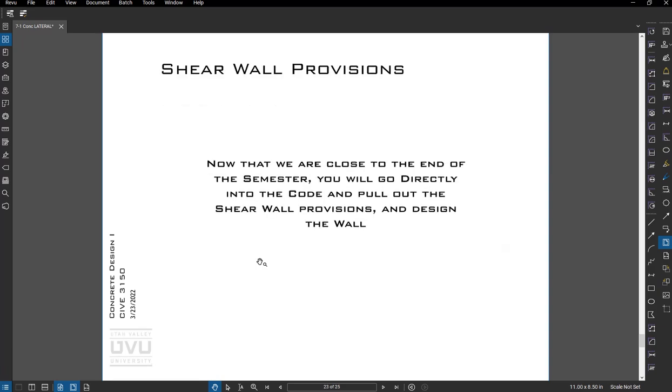Okay, finally, for the shear wall provisions, rather than pulling them out of the code and putting them here, I've decided to give you guys and gals the opportunity to dig into the code more deeply than probably you have at this point. So I'm going to turn you loose to jump into the code, pull out the provisions, and design your wall. And as you get to your questions and get stuck potentially, we'll talk more in class about it.